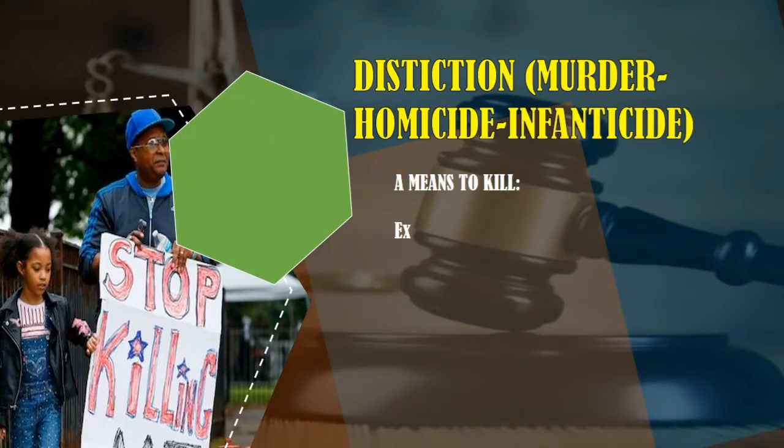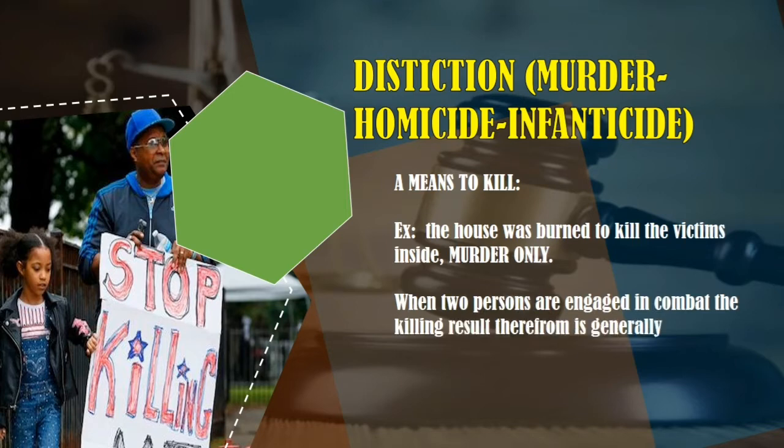Now, class, the distinction between murder and homicide is the means to kill. Example, the house was burned to kill the victims inside. That is murder only. But if in the course thereof other houses were burned, it is submitted that a separate crime of arson for the other houses burned should be filed also. So when two persons are engaged in combat, the killing resulting therefrom is generally homicide.